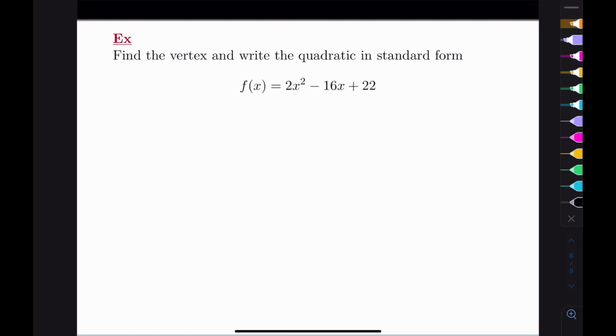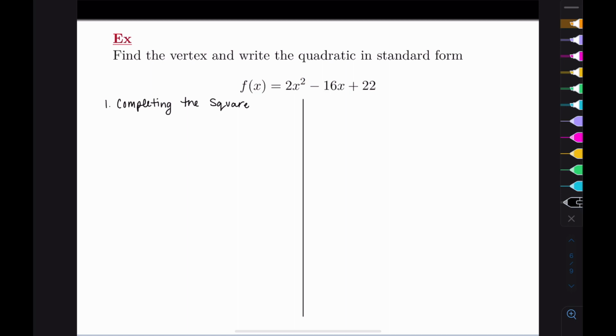So I'm going to do one example of this so we can see another example of completing the square. We're going to find the vertex, and we need to write this thing in standard form. So the first method that I'm going to do is by completing the square, just so we can see another example of this. And then the second way I'm going to do that is by using the formula.